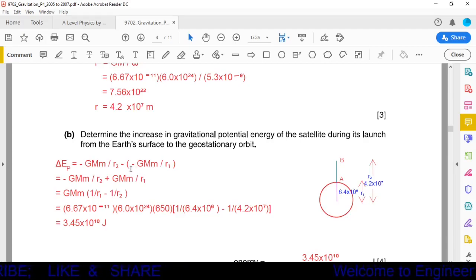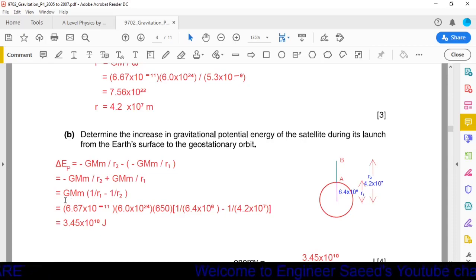Okay, now this negative sign will be multiplied and we will get positive sign, and by taking common capital G, capital M and small m, we will get in the bracket 1 over R1 minus 1 over R2. This 1 over R1 will be with positive sign and this 1 over R2 will be with negative sign. So this is the expression that we got after rearranging. Now we have to substitute the values.